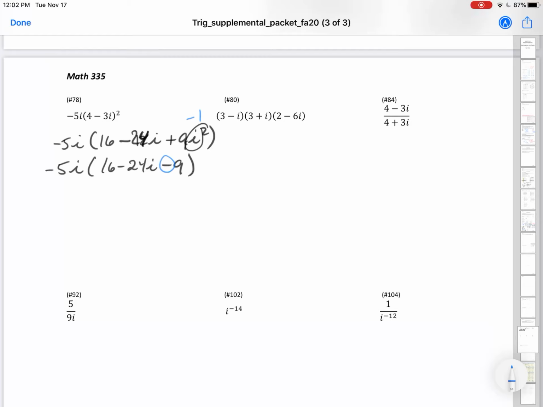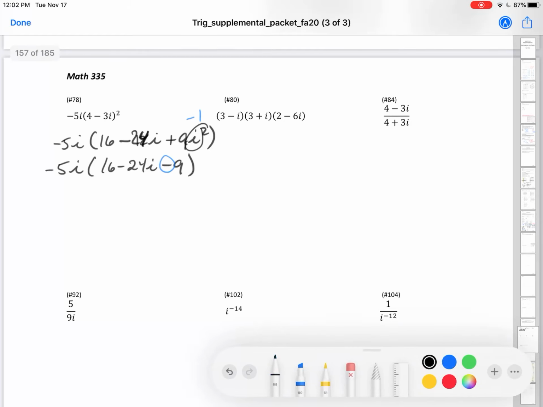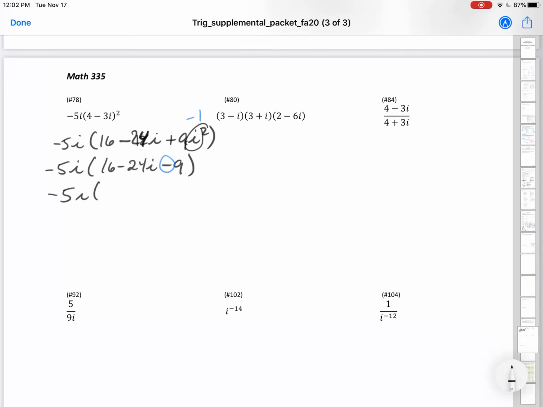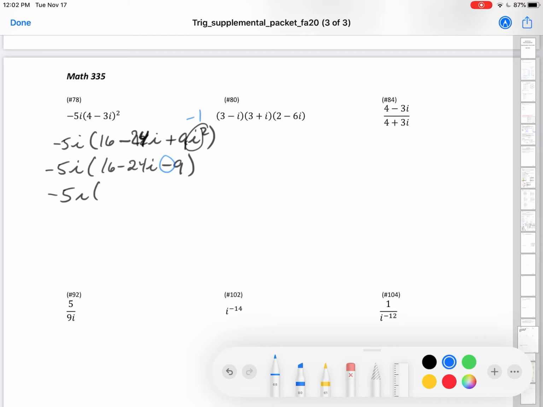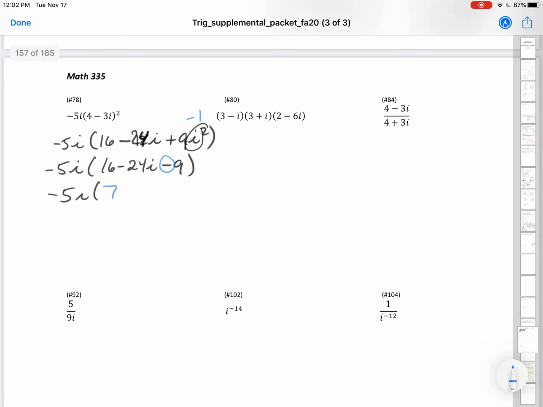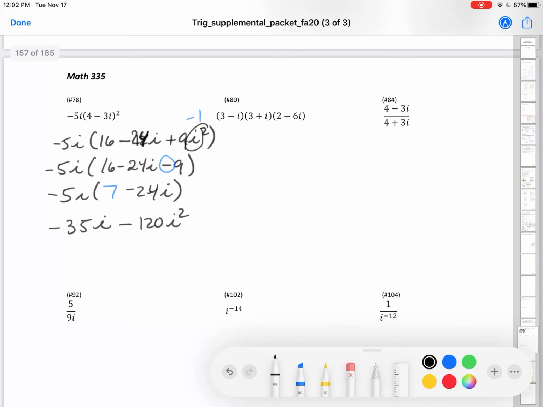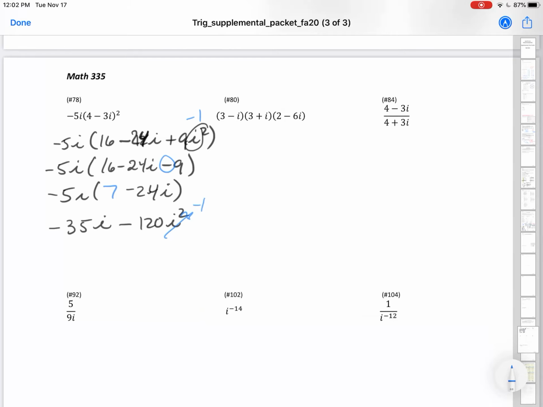So what do we have to do next? Personally, I would combine the like terms that are there and get negative 5i. And maybe I'll start showing you what's changing by putting it in a different color. 16 minus 9 is 7. And this 24i is going along for the ride. Now the negative 5i is going through, so we get negative 35i minus, and then negative 5 times 24 works out to be 120, and we got an i squared. So we know about this i squared.